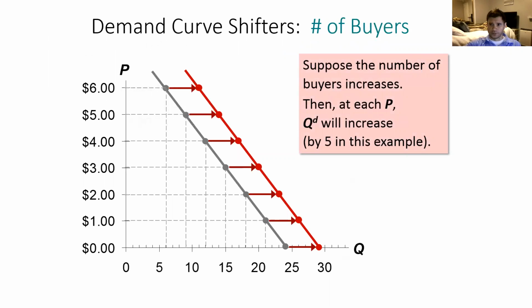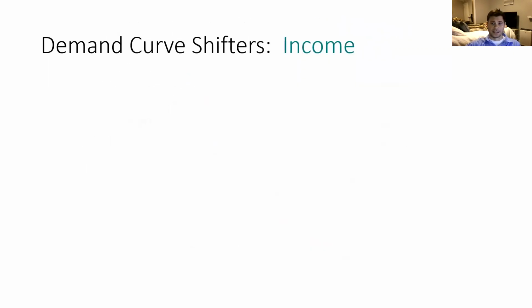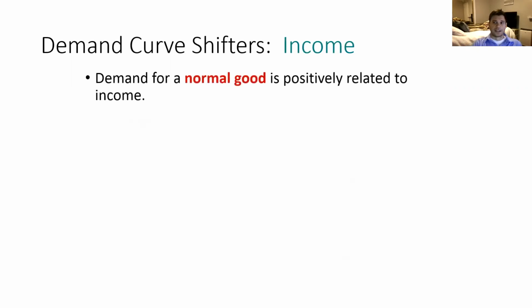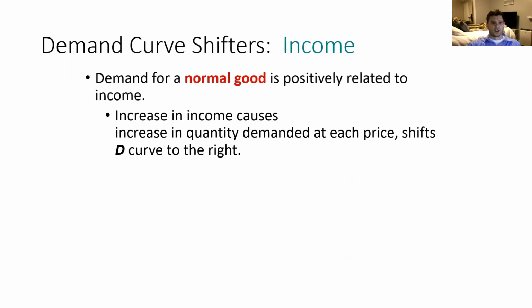The next important shifter that we will discuss is related to really not the number of buyers, but I want you to think of the size or power of the buyers, and that is income. Now, income is a little interesting in that there is not a completely unambiguous effect in terms of how income would affect consumer demand. So we're going to classify goods into one of two categories. We'll start off by defining here a normal good as a good whose demand is positively correlated or positively associated with income, implying that an increase in income causes an increase in the quantity demanded at each price.